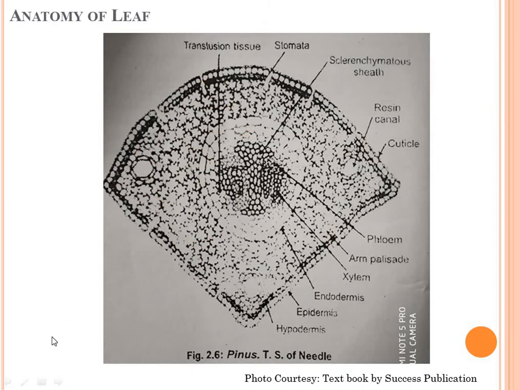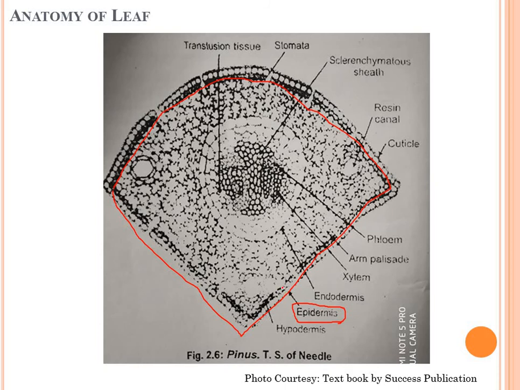Then see the anatomy of leaf. Actually this is the anatomy of a needle, because needles are present in Pinus, and if we take a section of a needle we get this triangular structure. It looks like a triangle. From the outer side it is covered with epidermis. I told you that epidermis is made up of epidermal cells. A single-layered epidermis is present on the leaf.